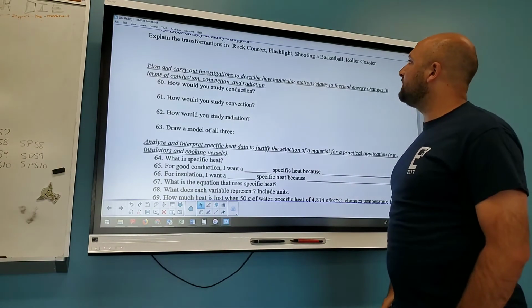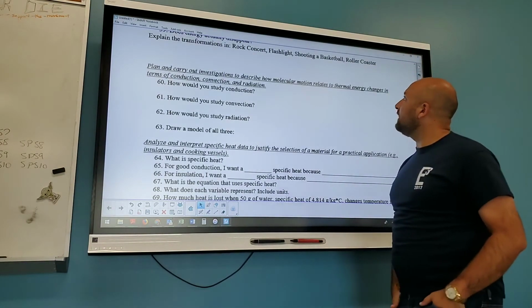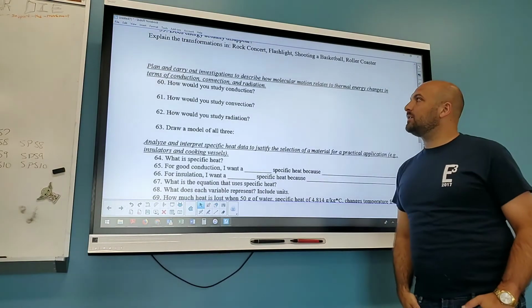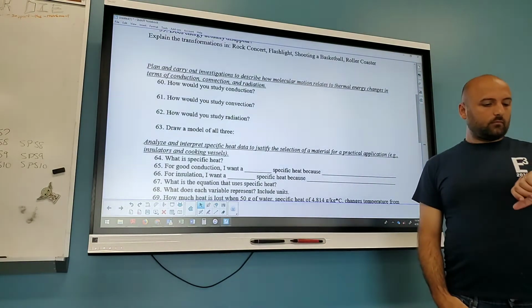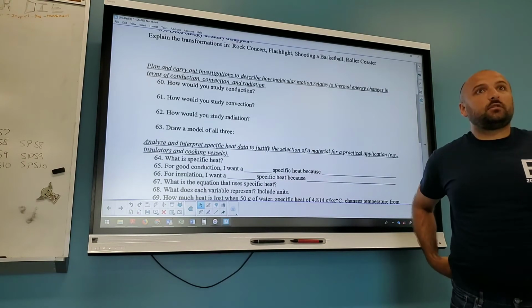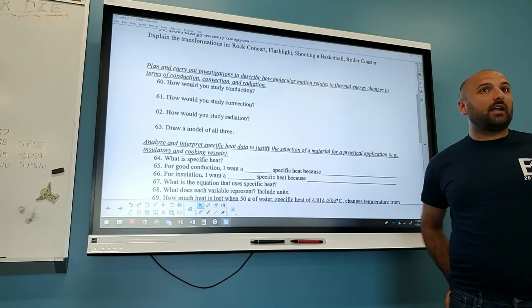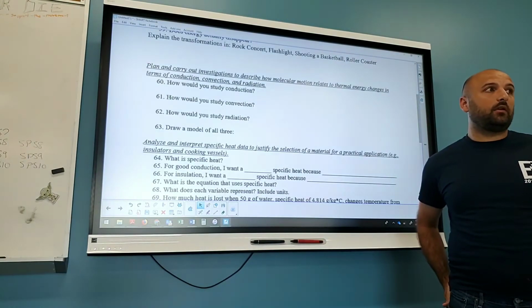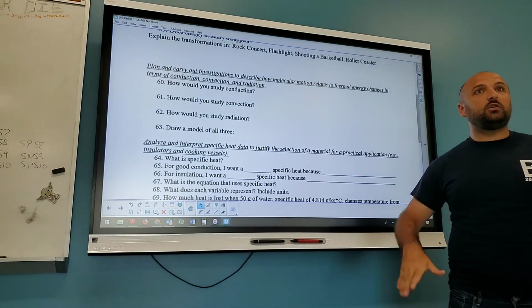Now, plan and carry out investigations to describe the molecular motion in thermal energy changes. So how would I study conduction? Conduction needs things to do what? Touch. Well, let's talk heat a bit. I can go on and on. I can explain a hot pot, a spoon. With conduction, you touch.